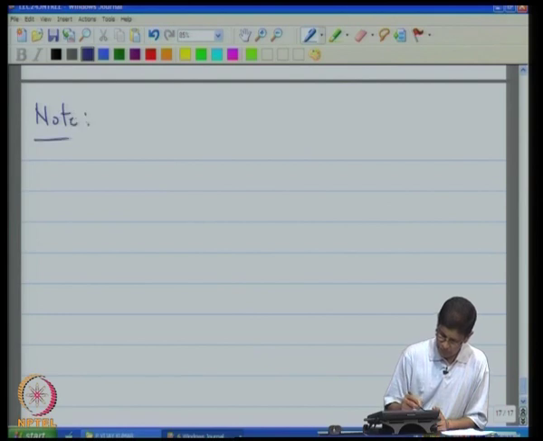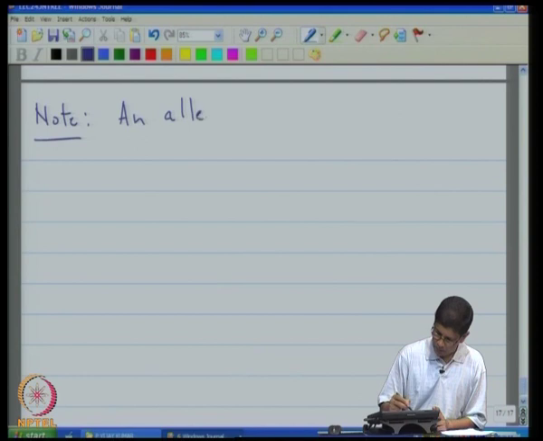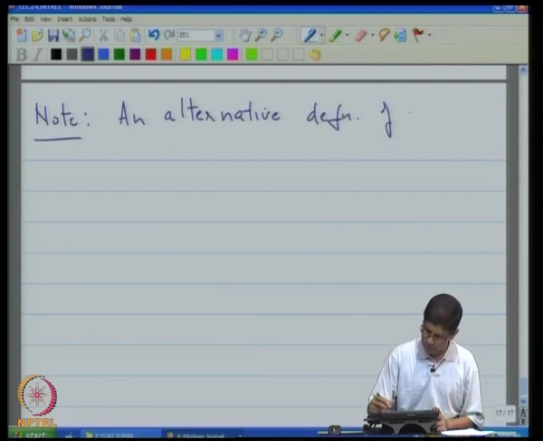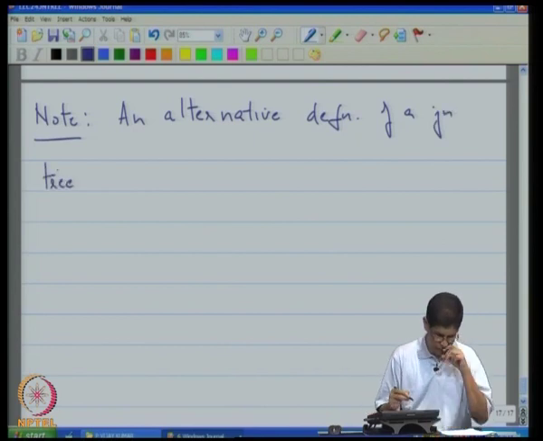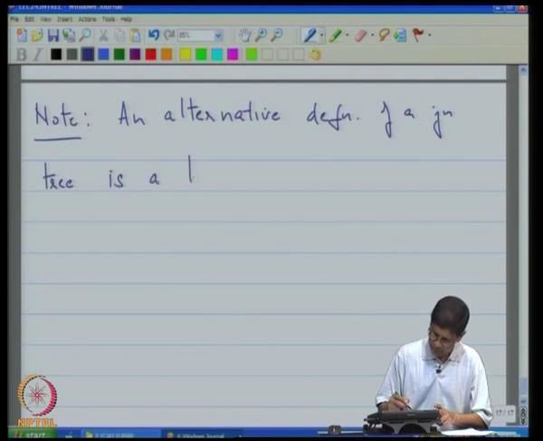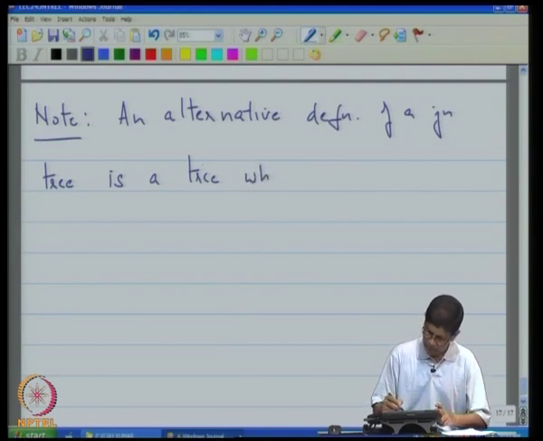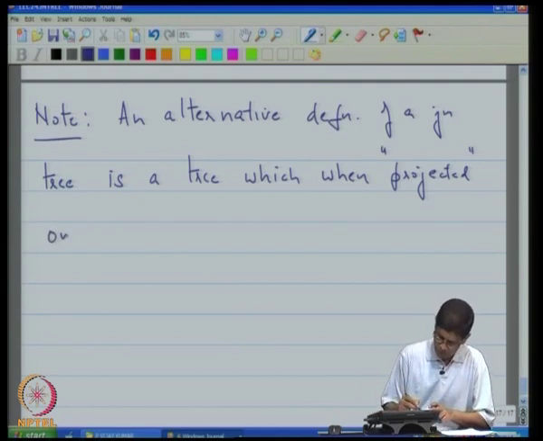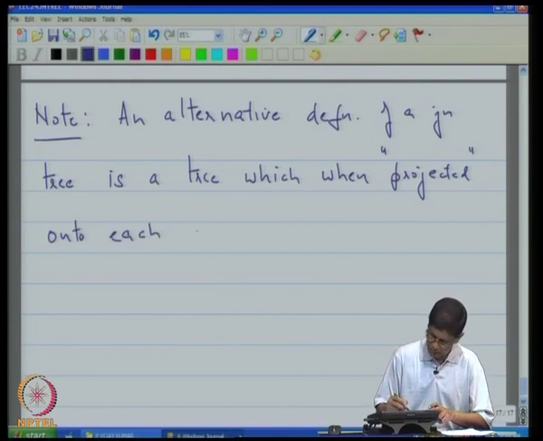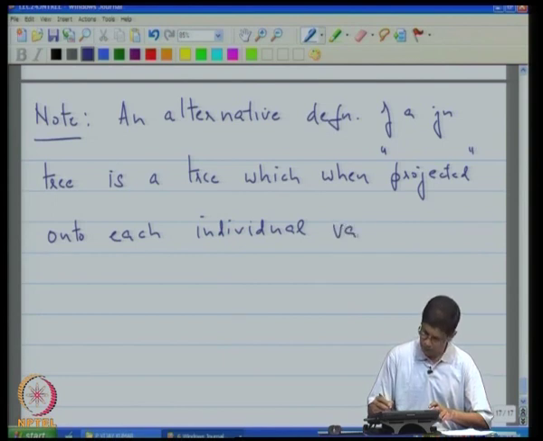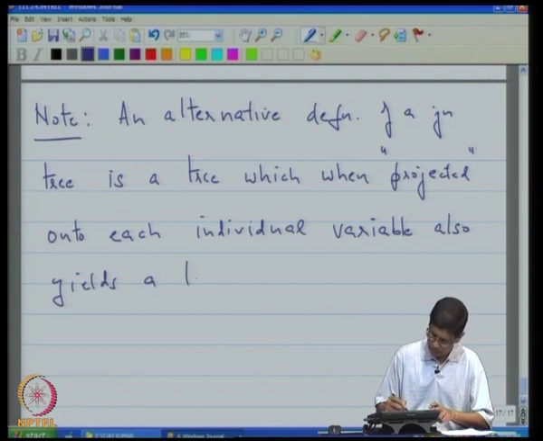So, note an alternative definition of a junction tree is a tree which, when "projected" (I will put this in quotes since it needs some explanation) onto each individual variable, also yields a tree.